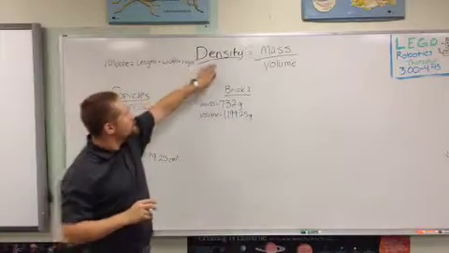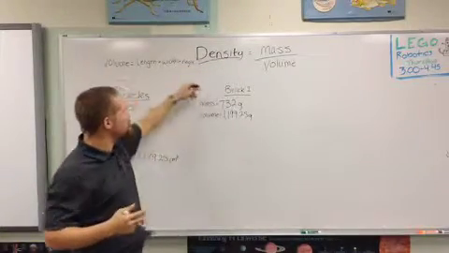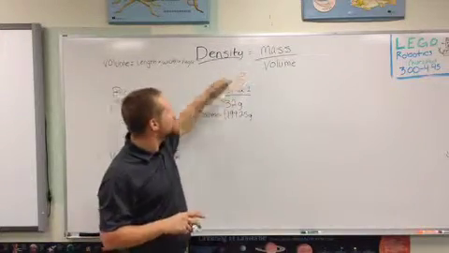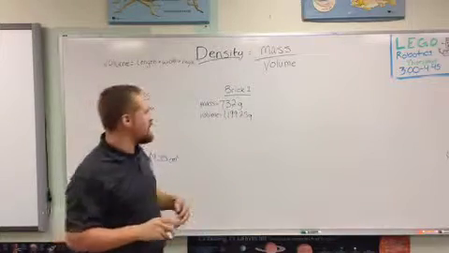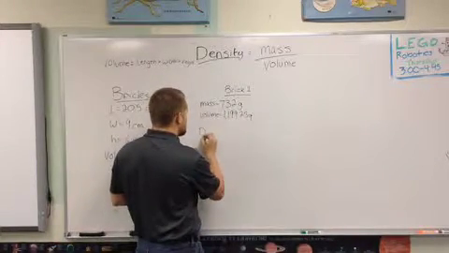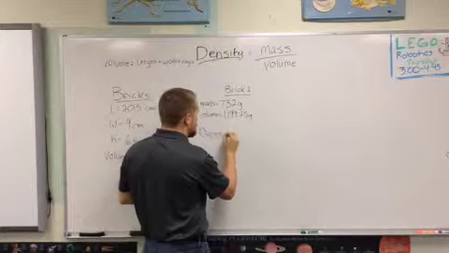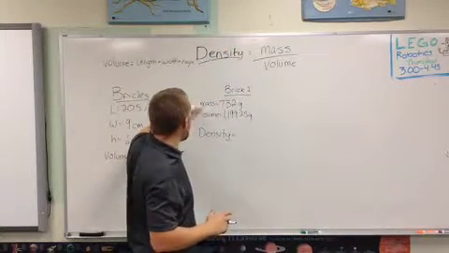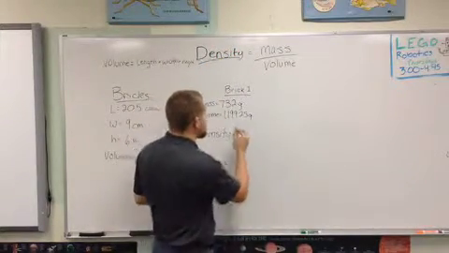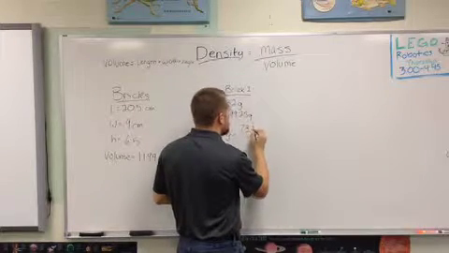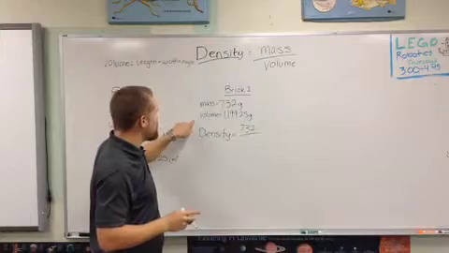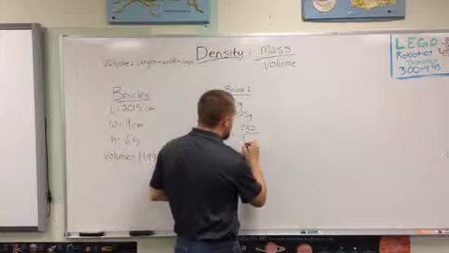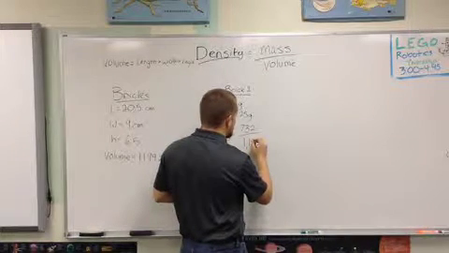Okay? So what we want to find out is the density. What is the density of brick number 1? The mass of it is 732 grams. The volume is 1,199.25. So to find the density, density equals mass divided by volume. So my mass is 732 divided by my volume, 1,199.25.